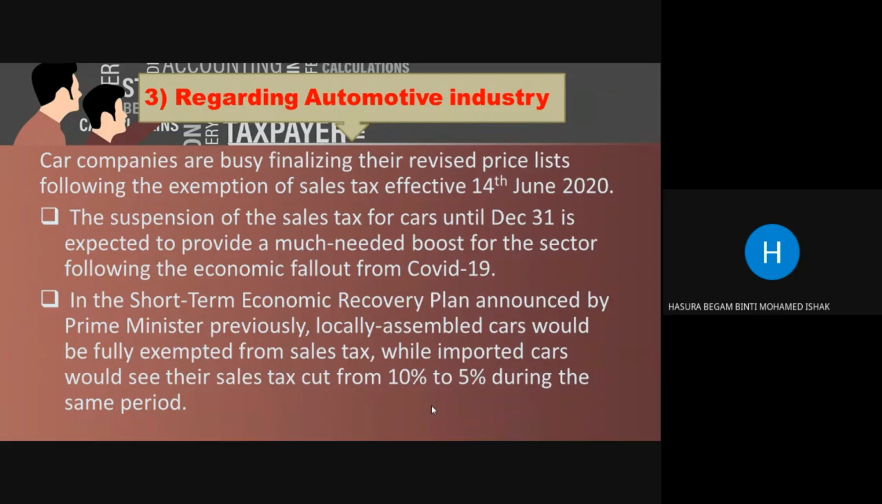Car companies are busy finalizing their revised price lists following the exemption of sales tax effective 14 June 2020. The suspension of the sales tax for cars until December 31 is expected to provide a much needed boost for the sector following the economic fallout from COVID-19. In the short-term economic recovery plan announced by the Prime Minister previously, locally assembled cars will be fully exempted from the sales tax, while imported cars will see their sales tax cut from 10% to 5% during the same period.